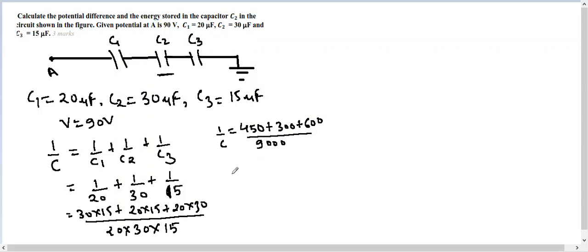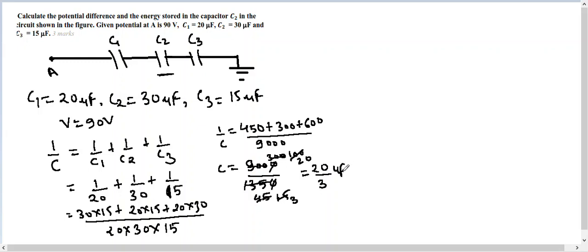9000. So reversing the values, C is going to be 9000 upon 1350. So we can just cancel it further. It is going to be 300 upon 45. That's just the simple mathematics that we do. Dividing it by 3, 15 here, and then by 5, it's going to be 20 and 3. So our answer for equivalent capacitance comes out to be 20 by 3 microfarad.